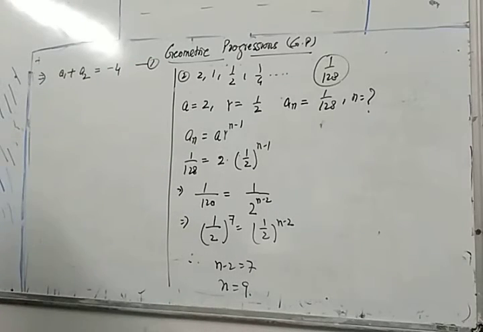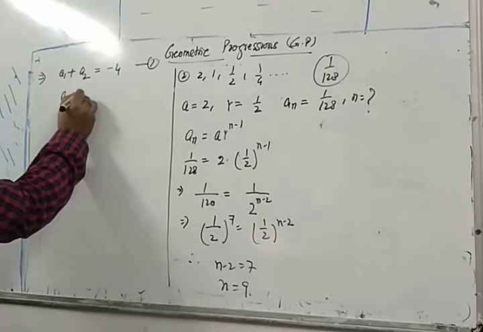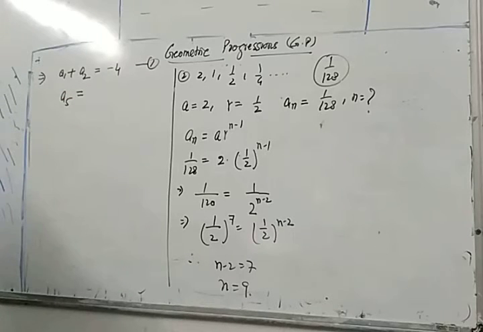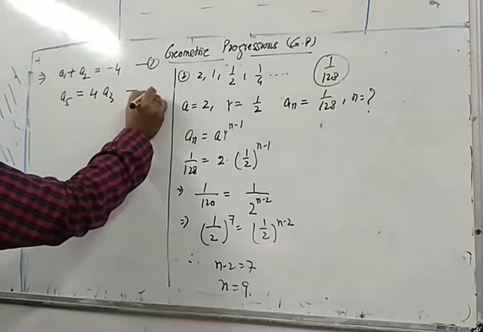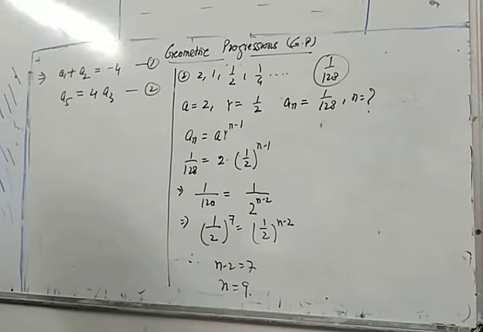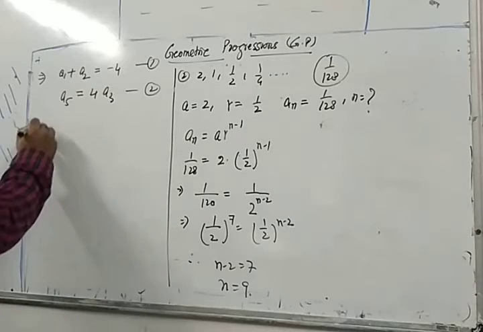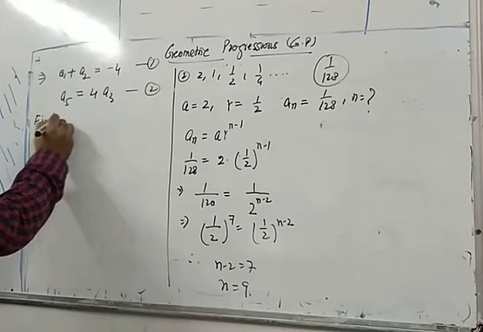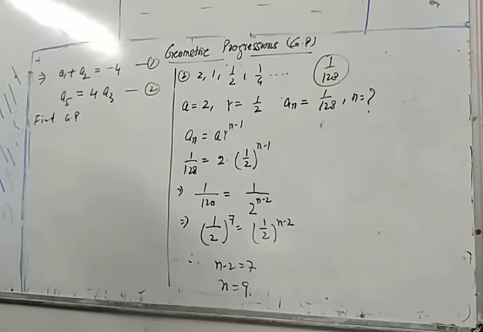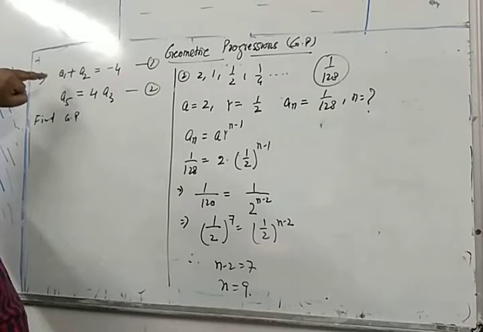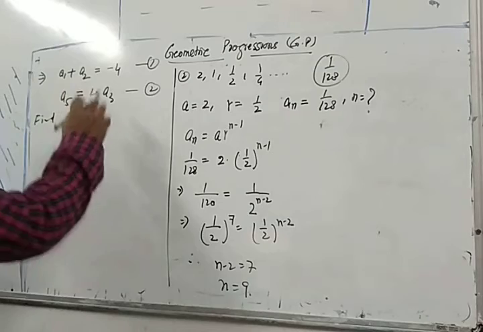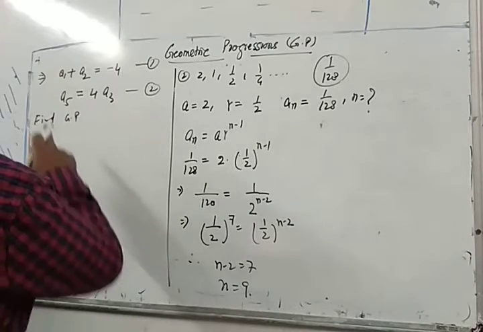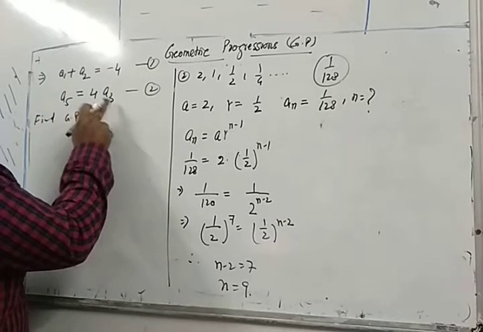And also the fifth term is 4 times the third term. This is the second condition. These two conditions are given here and they are asking to find the GP. So what is given? The sum of the first two terms, a1 plus a2, is minus 4, and the fifth term is 4 times the third term.